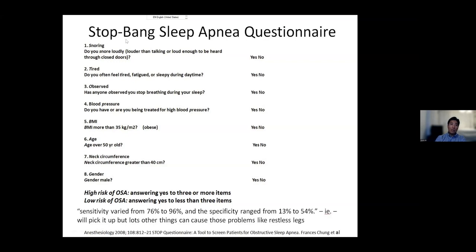There's what's called the STOP-BANG criteria, which is pretty commonly applied in primary care settings. Just an acronym: STOP-BANG. Snoring, tiredness, observed apneas, high blood pressure, high BMI, age, neck circumference being thick, and gender. When there are three or more, it's a high risk for obstructive sleep apnea.